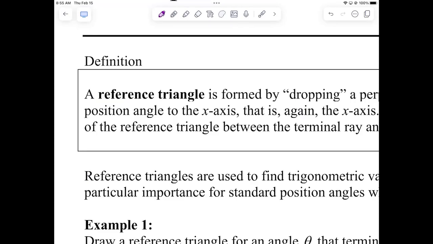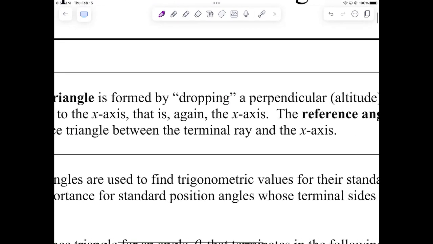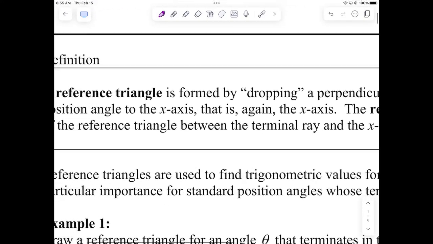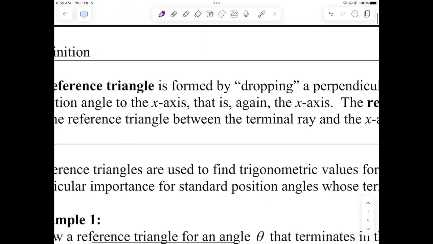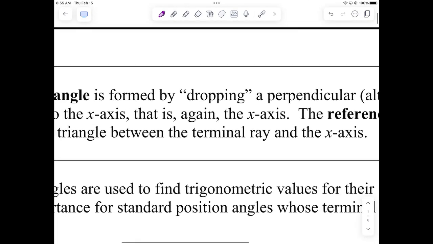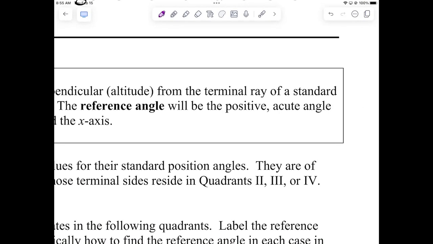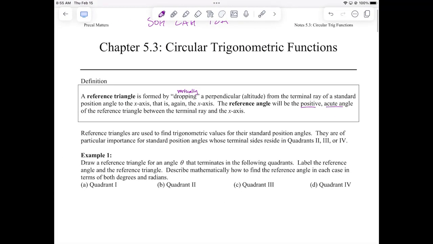A reference triangle is formed by dropping a perpendicular, called an altitude, from the terminal ray of a standard position angle to the x-axis. That is, again, the x-axis. By dropping we mean vertically. The reference angle is just like the reference angle has always been. It's the positive acute angle between the terminal ray and the x-axis. So that hasn't changed, but we are going to create a triangle now.